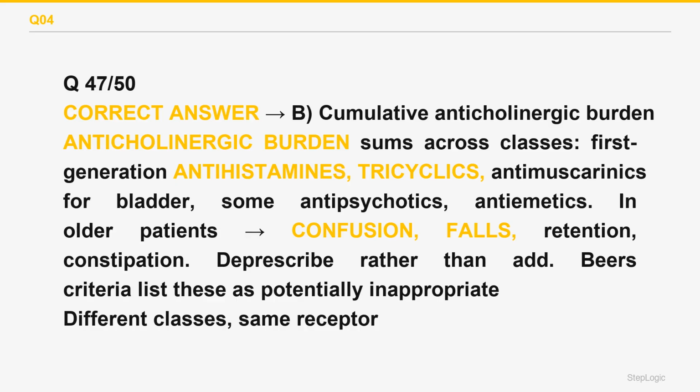The management principle is the point of the question and is examined as much as the pharmacology. The correct response is to deprescribe, to remove the offending agents rather than to add a new drug for each symptom, which produces a prescribing cascade. Formal tools such as the Beers criteria list these agents as potentially inappropriate in older adults for exactly this reason, and each drug here has a safer alternative. If you see confusion and falls in a polypharmacy patient, add up the anticholinergic burden.